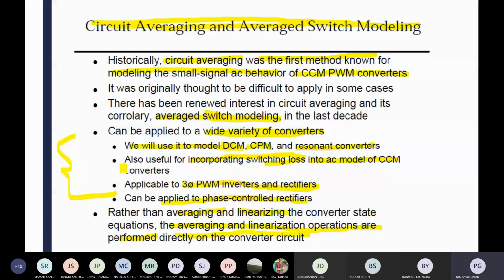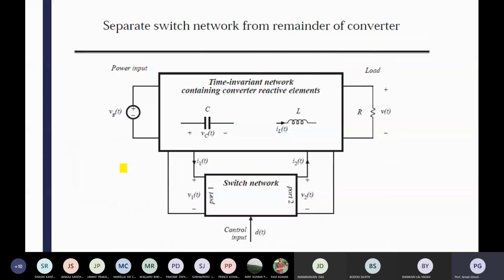Here you can observe it. So port 1, port 2. So actually they are making it in the port-wise application. So it is your time invariant network containing the converter reactive elements, meaning two energy storing elements. One is the capacitor, another one is the inductor. Two energy storing elements are there.